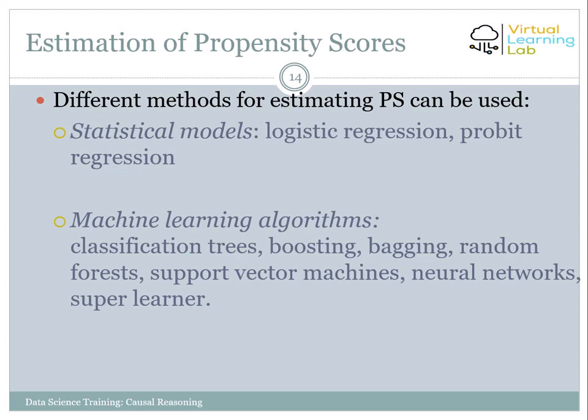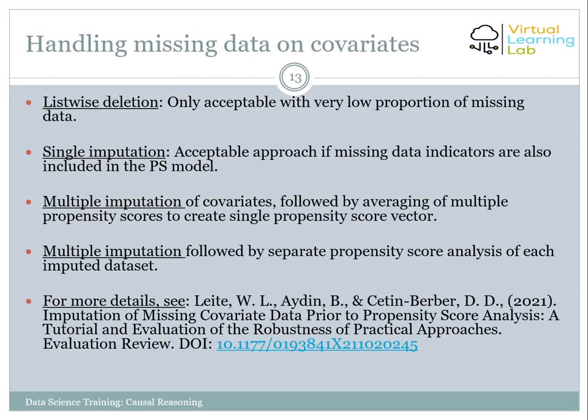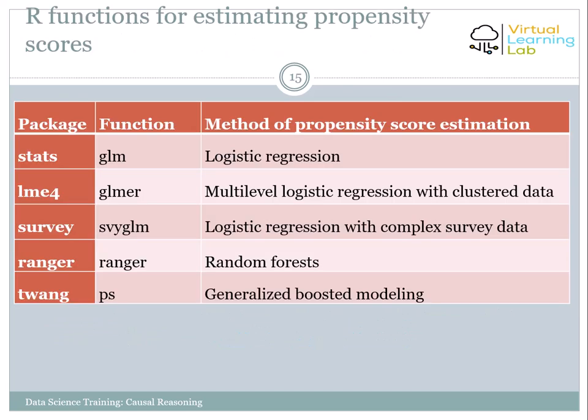The most common is generalized boosted modeling, and that's because there is a package in R called twang that makes it very easily available, which made it the most popular method. So these are some of the packages you can use, functions: glm for logistic regression, glmer, svyglm, ranger for random forests, and twang for generalized boosted modeling.